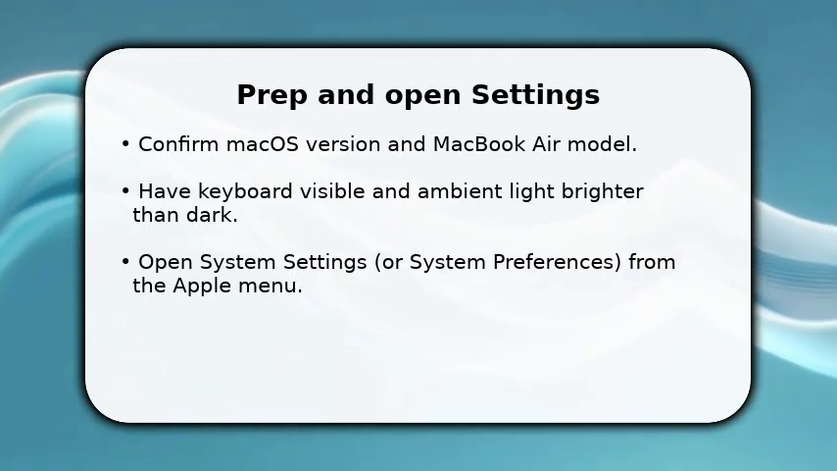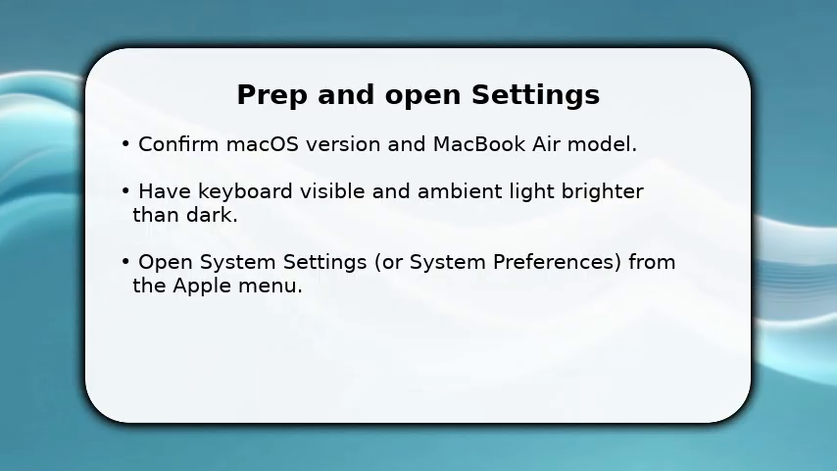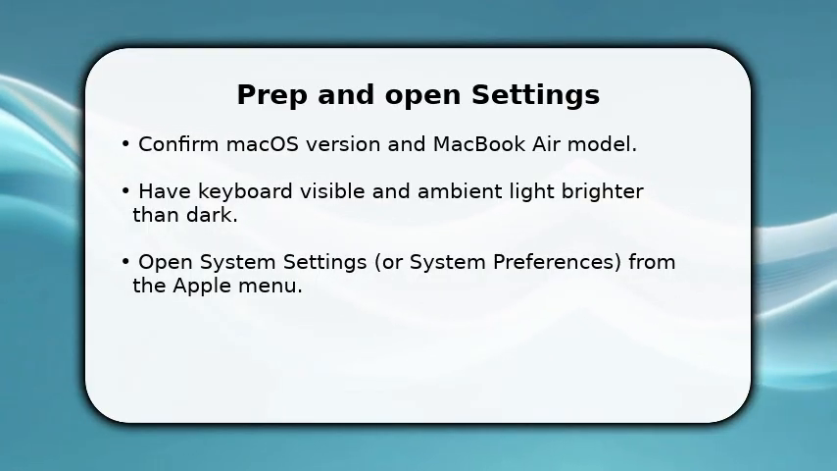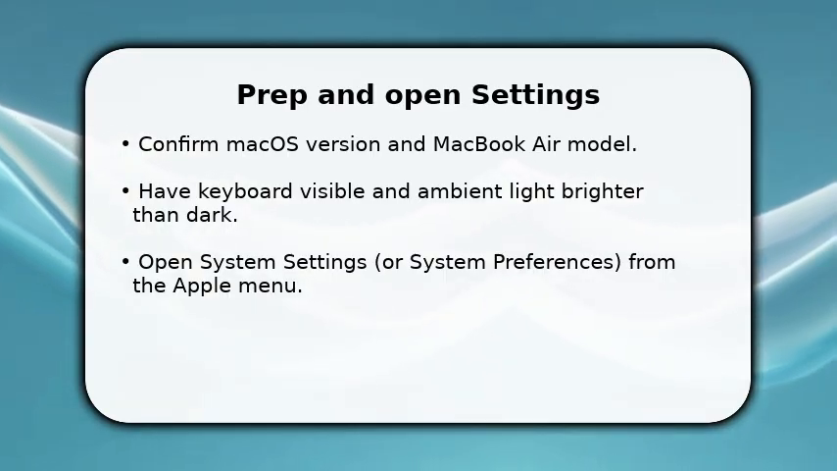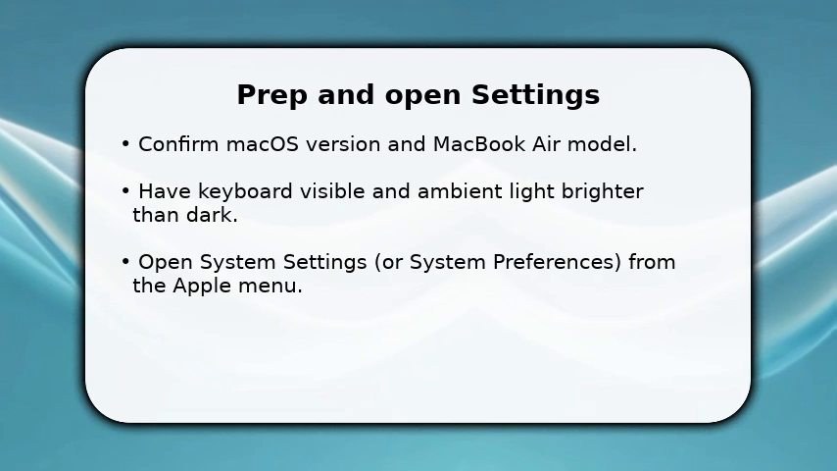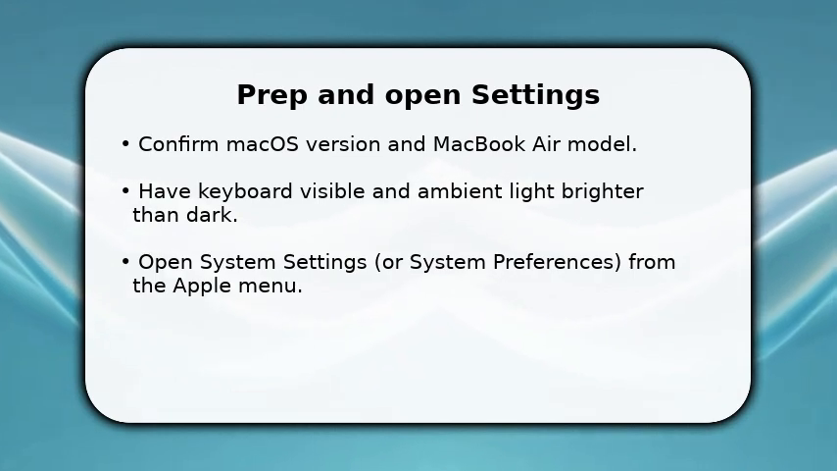Now open System Settings from the Apple menu. On older Mac OS, it's System Preferences. You're doing this to reach keyboard backlight controls. Immediate access saves time and avoids confusion later when options are in slightly different places across versions.